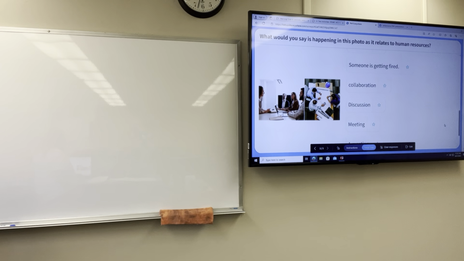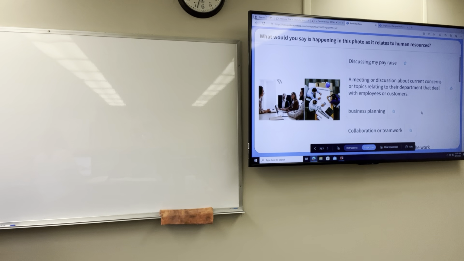discussing someone is getting fired. Who's getting fired? They look a little too happy in that picture for people to be getting fired, but you never know. Sometimes people are happy when they get fired. Collaboration, discussion, meeting. So in essence, it's communication and interaction between those workers.